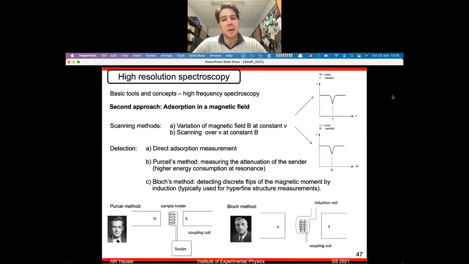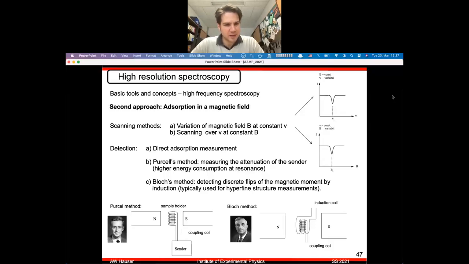Now, what I'm measuring is I'm not measuring the strength of a signal in a receiver, but instead I'm measuring the attenuation of the sender. So there is a certain damping of the sender in the moment when the system is in resonance with my internal transition in the sample. So this is a method where I'm directly feeling, right now, my radiation that I'm generating in the sender is accepted by the sample, and I have a higher energy consumption in the coil at resonance. This is the Purcell's method.